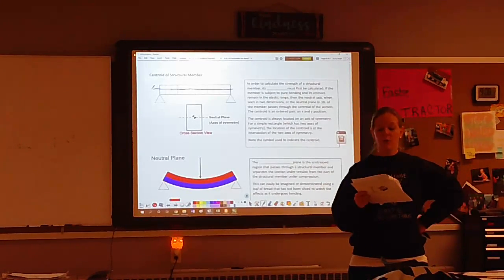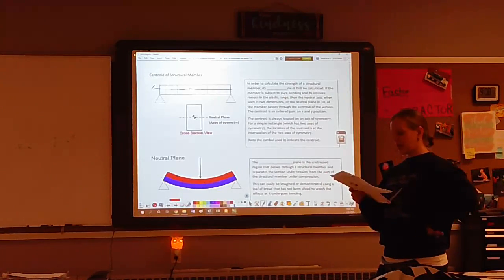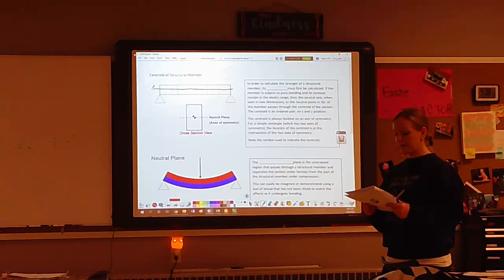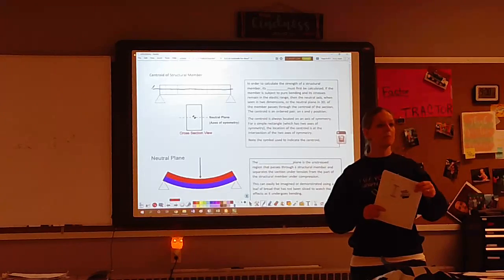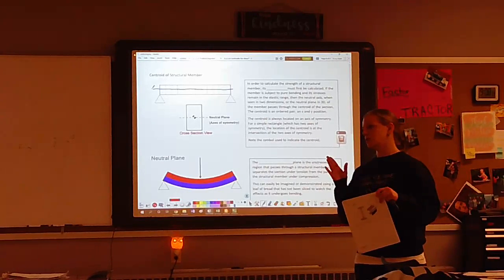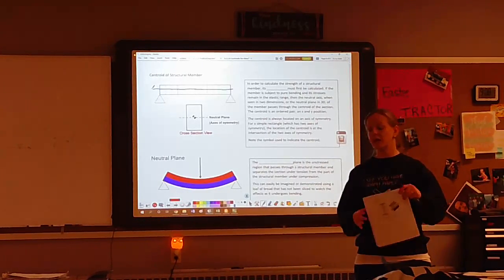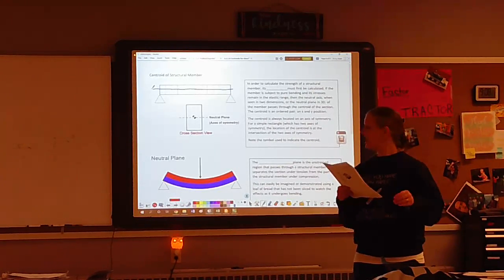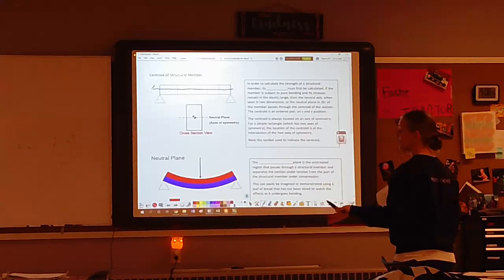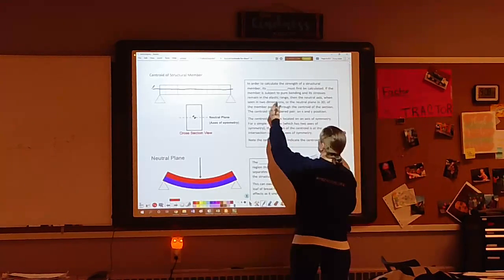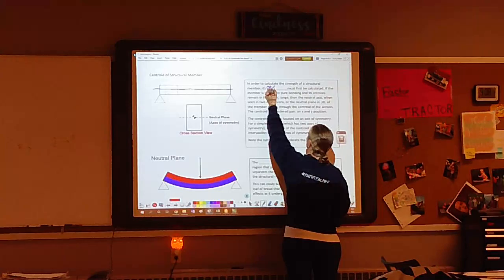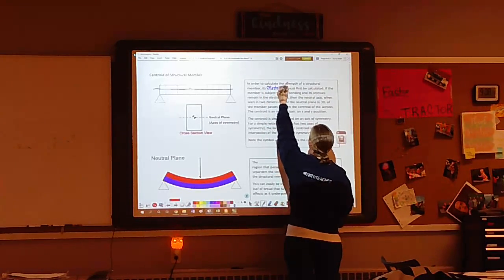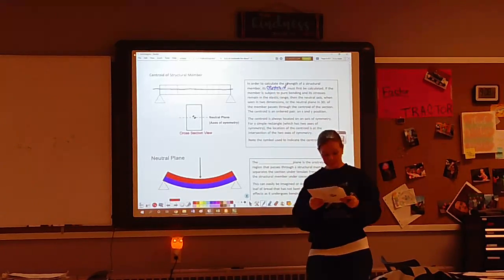Okay. In order to calculate the strength of a structural member. A structural member, P.S., is members that make structures. So like think about the beams in your house or the studs, okay? In order to calculate the strength of a structural member, it's, take a guess, starts with a C, centroid, must first be calculated.